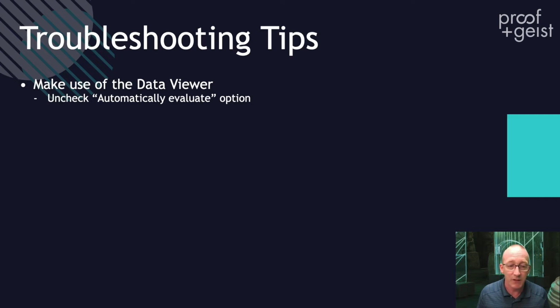First is you can still make use of the data viewer. One of the things that I often do is I uncheck the automatically evaluate option just so that it's not trying to constantly recalculate while I'm making adjustments to my formula. And then once I know that I've got the calculation correct inside the data viewer, then I can move it back into my script step calculation or field calculation or wherever that calculation is eventually going to end up.